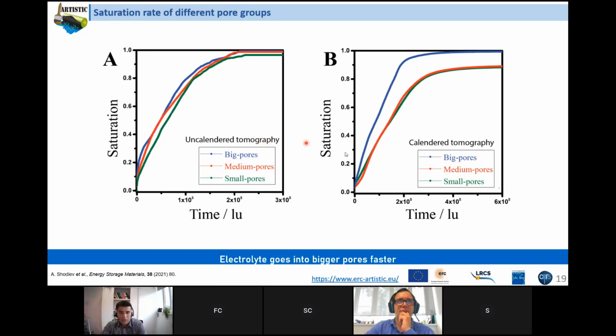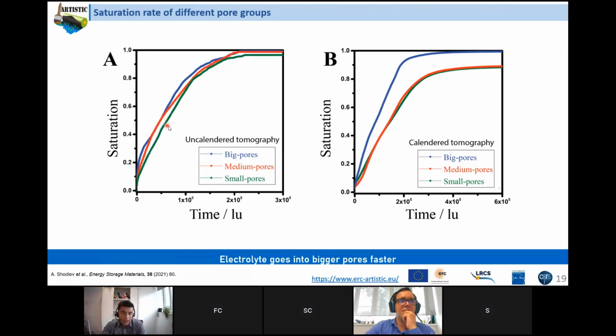But at the same time, in calendered tomography, you can see the difference becomes bigger, but medium and small pores have almost the same. It is because, first of all, the pore size distribution was very small and narrow, and then the difference between groups becomes smaller. But here you can see perfectly that the higher the pore size, the higher the saturation. Here they might change a little bit. This depends on the pore network as well.